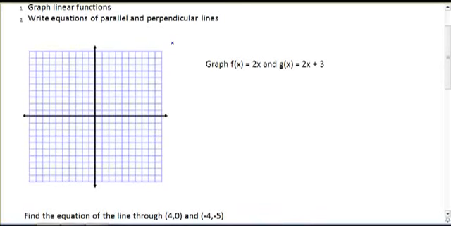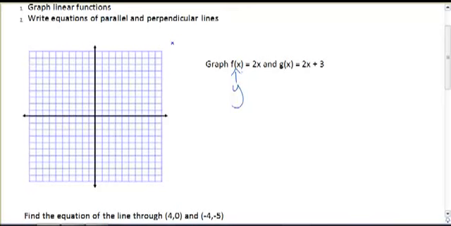You see I've already typed out our problem here. We want to graph f of x equals 2x and g of x equals 2x plus 3. Now, let me just point out here, function notation. F of x is the same thing as y. We're just calling y f of x. It's the function value of x. What we're saying is, when x is some number, what do we get for y? Well, we're going to call that the function value.